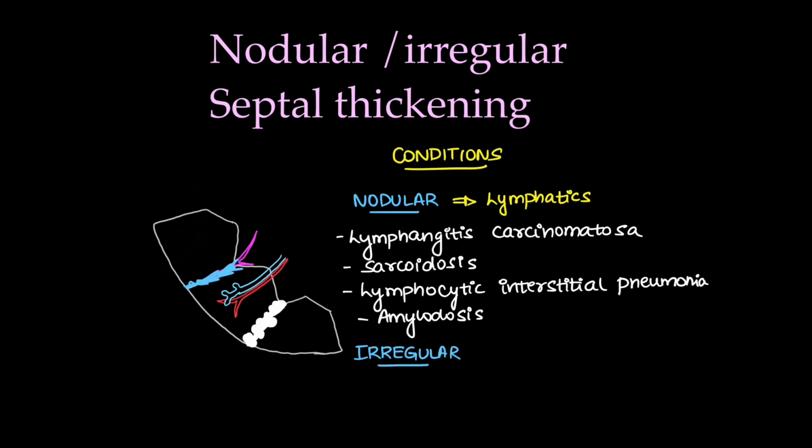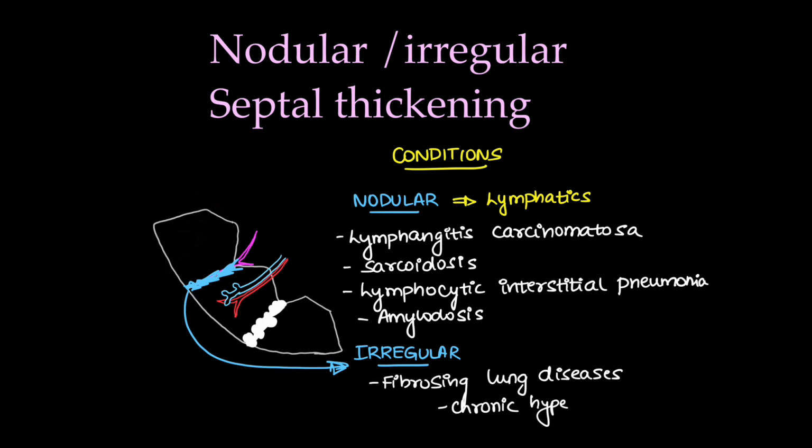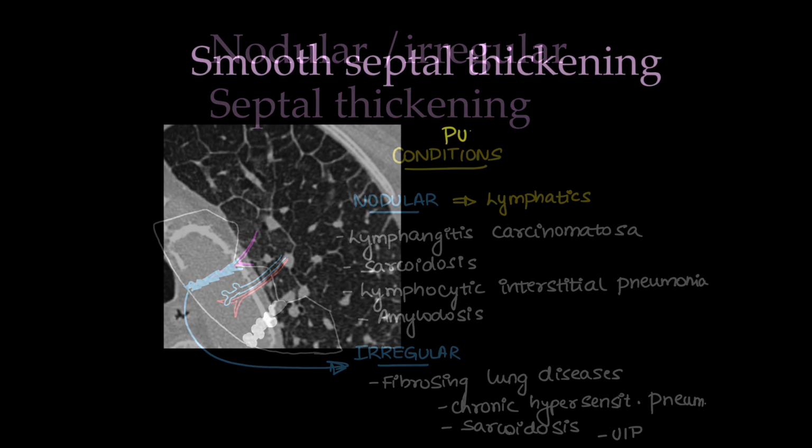Irregular, sometimes nodular irregular are used differently, sometimes simultaneously. Irregular is caused because of fibrosing lung diseases like chronic hypersensitivity pneumonitis and sarcoidosis and usual interstitial pneumonia.